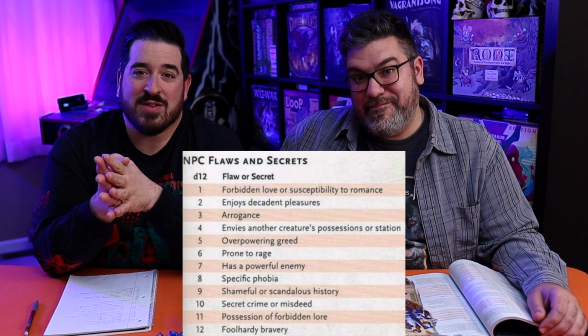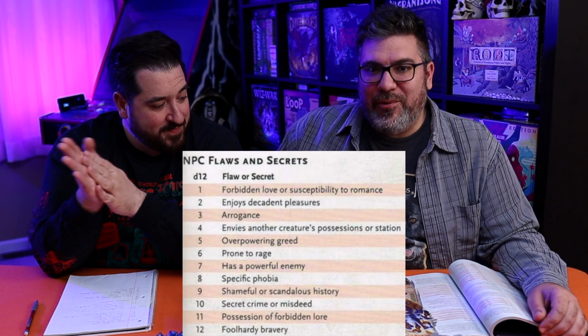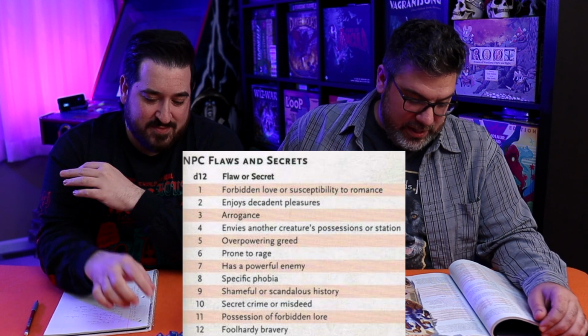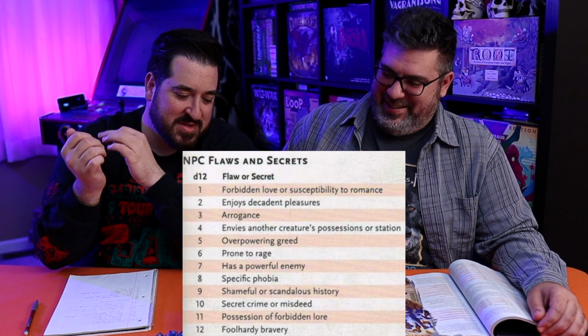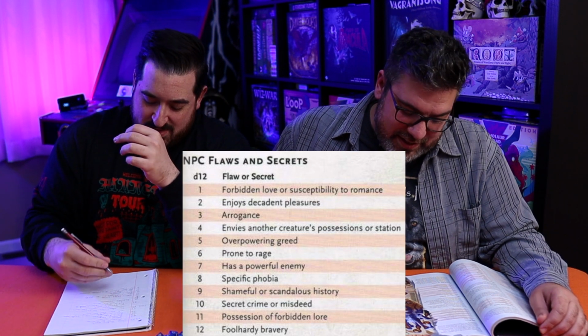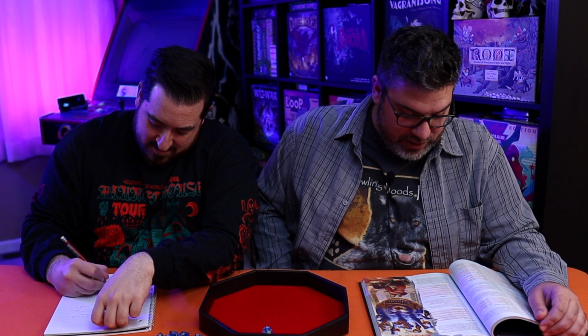Stupid, filthy, nasty princess. 91 again. NPC flaws and secrets. Gotta have flaws, gotta have secrets. What am I rolling? You need to roll a D12, please. D12. There's only 12 secrets in the world. 4. Envies another creature's possessions or station.